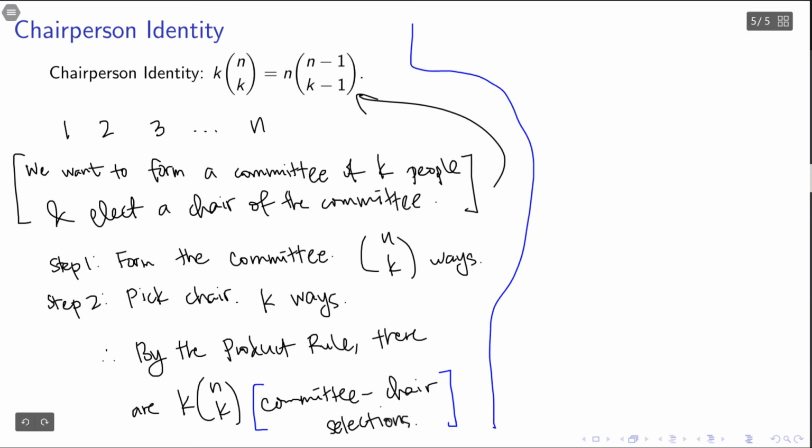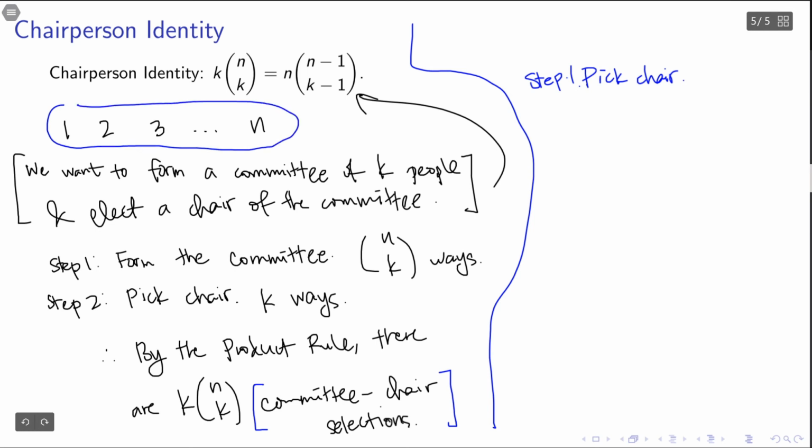But now let's try to count this a different way. What if we selected the chair first? So how does that work? Well, you have n people that you're starting with. What if you just wanted to choose who the leader was first before you form the team? Well, there are n ways to do so. It's n choose 1. From n people, you're picking one person. And now that you've picked a chair, how many ways are there to fill out the rest of the team?